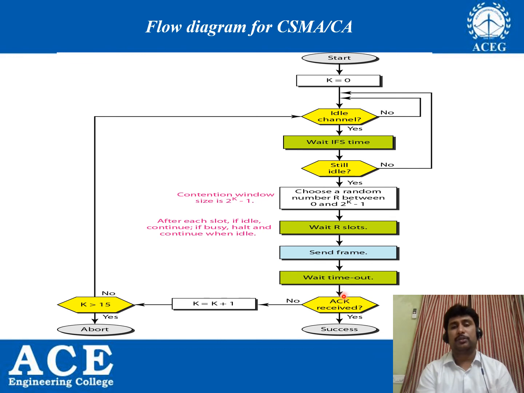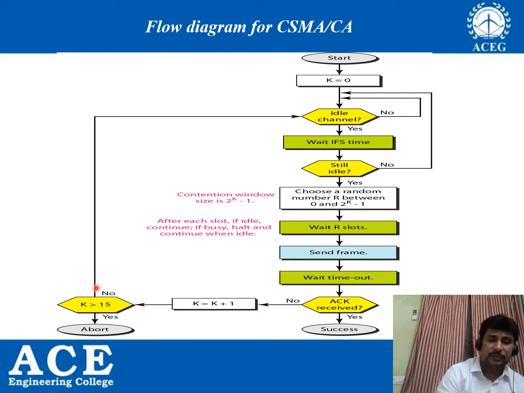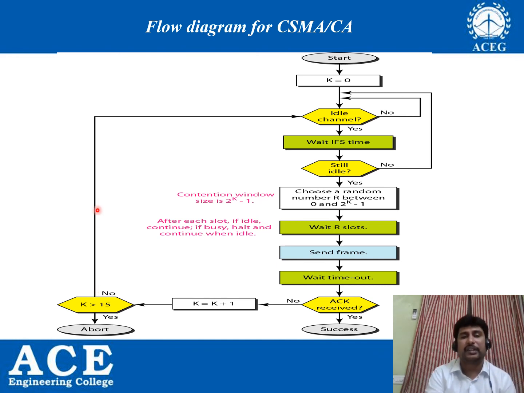But in case we don't get a positive acknowledgement before the timer expires, it means our transmission is not a success. So we increase our attempt number from k equal to 0 to k equal to 0 plus 1, and verify whether the attempt number is greater than 15 or not. If it is less than 15, we can go for the next attempt. If it is greater than 15, we have to abort the transmission.